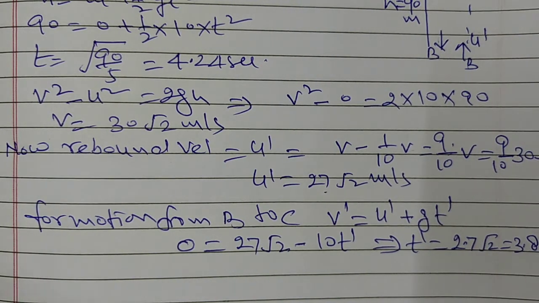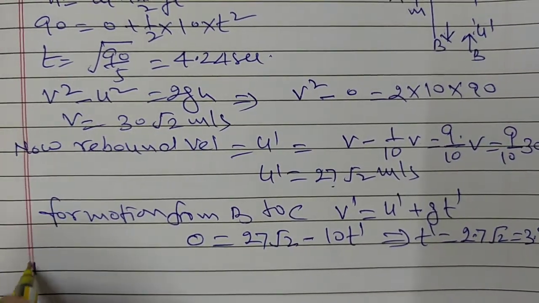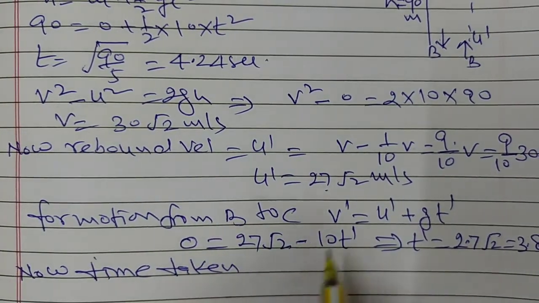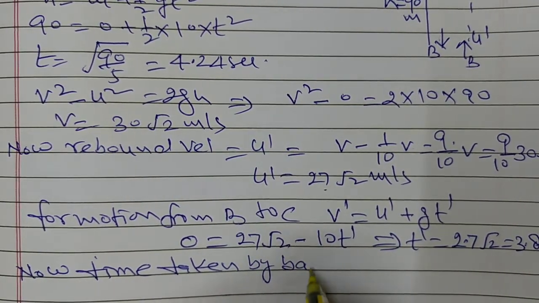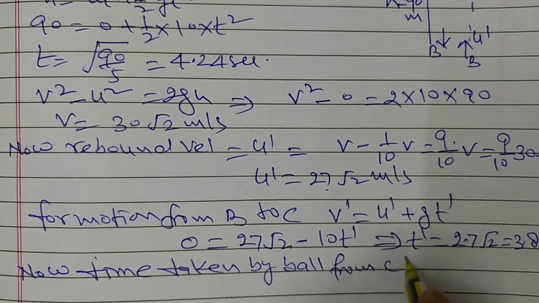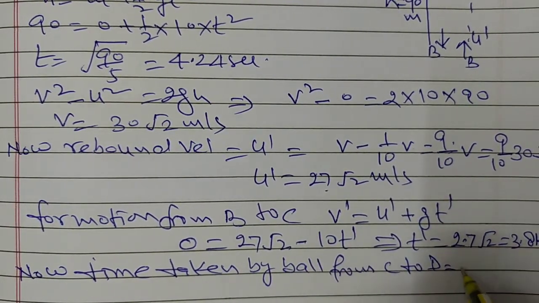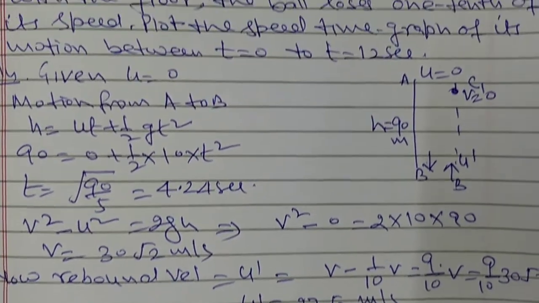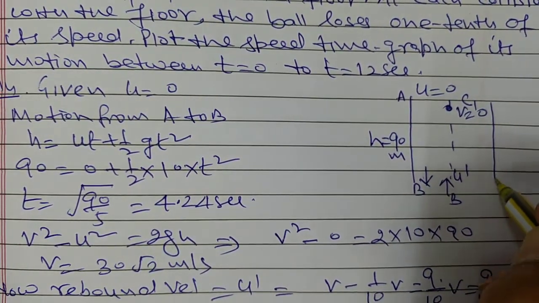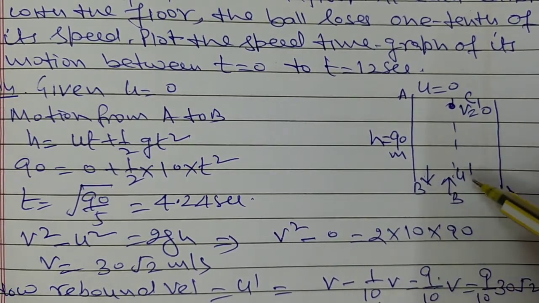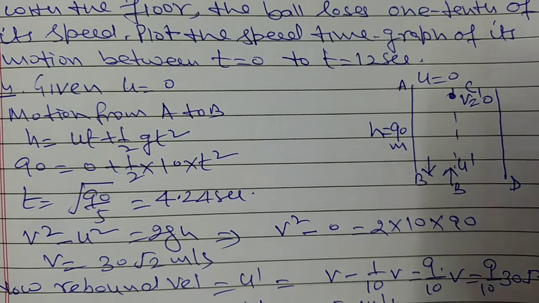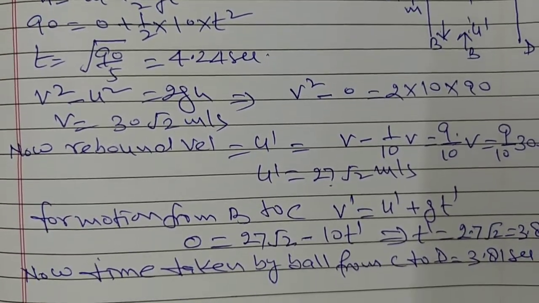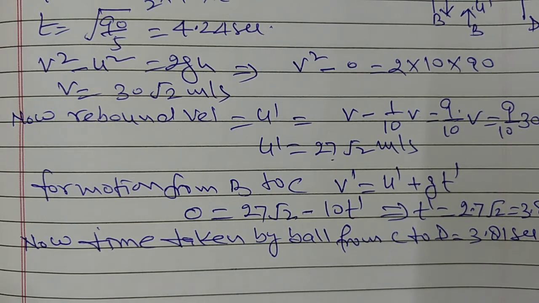Right? Now, the time taken by the ball from C to D is equal to 3.81 seconds. Here this is C to D, and D is this point. The time of ascent is equal to the time of descent. So the time from here to here is also 3.81 seconds.